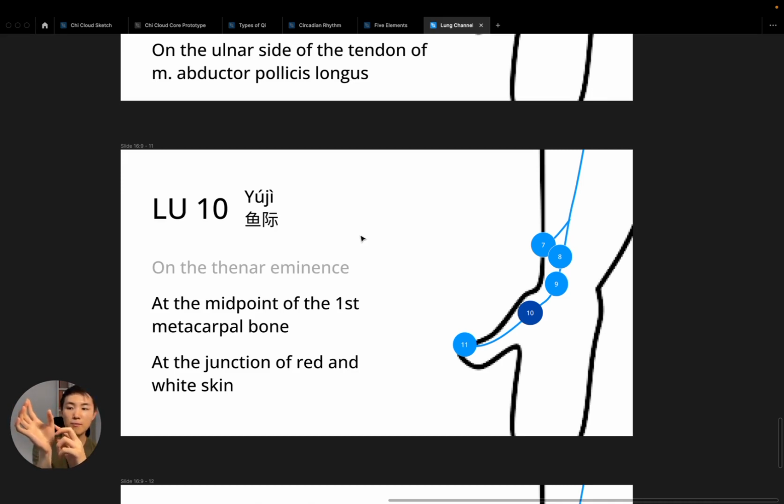And you're going to find the beginning and end, find the midpoint of it. And once you find the midpoint of it, you're just going to go towards the palm direction just a little bit to find the junction of the red and white skin, and that's where lung 10 is.